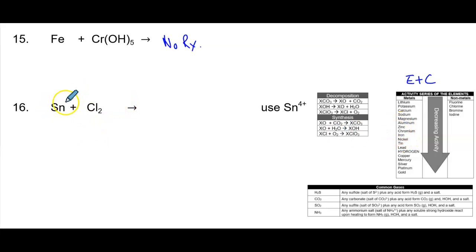Here I have an element plus an element, so the only thing it can be is to come together. Now this tells us to use tin as tin 4, so if this is a 4 and this is a 1, then this will be 4, and then you need to balance it.